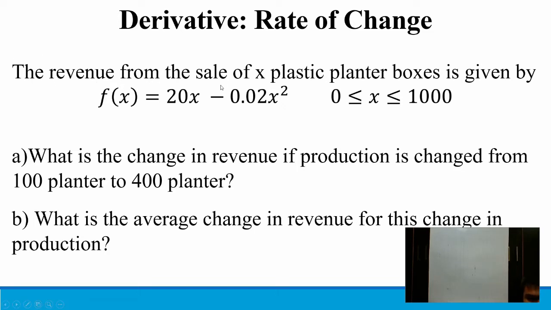The revenue from the sale of x plastic planter boxes is given by f(x) = 20x minus 0.02x squared, where the x range is from 0 until 1000. f(x) means the revenue, while x is the plastic planter. Question A: What is the change in revenue if the production is changed from 100 to 400? For B, what is the average change in revenue for the change in production?